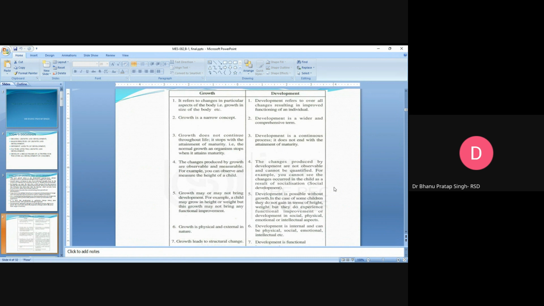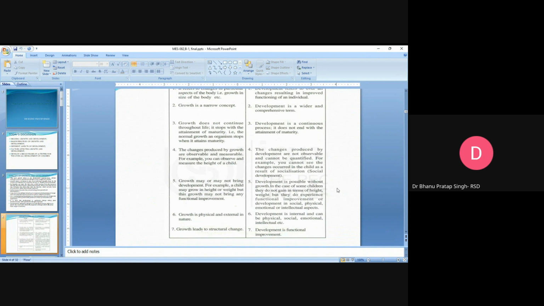The next difference: growth is physical and external in nature, whereas development is internal and can be physical, social, emotional, and intellectual. And the next difference is that growth leads to structural change, whereas development is functional improvement, because it cannot be seen, it cannot be observed, it cannot be measured.